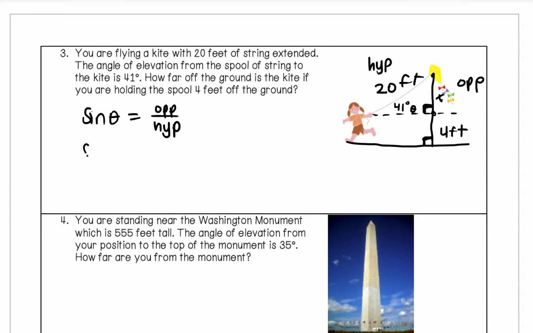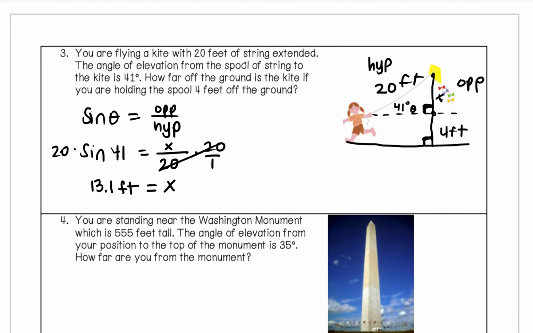And in our drawing, we can see that our theta value is 41 degrees. Our opposite is our x that we're solving for, and our hypotenuse is 20. So to get our x value by itself, we'll multiply each side by 20. What happens is that our 20s will eliminate, and we are left with our x over here. 20 times the sine of 41 gets us about 13.1, and that would be feet.